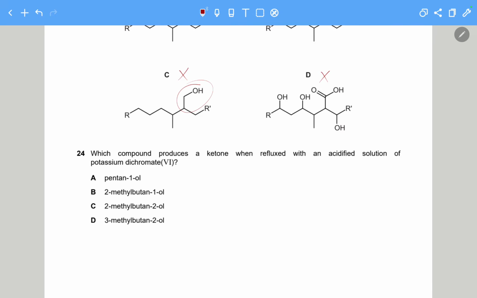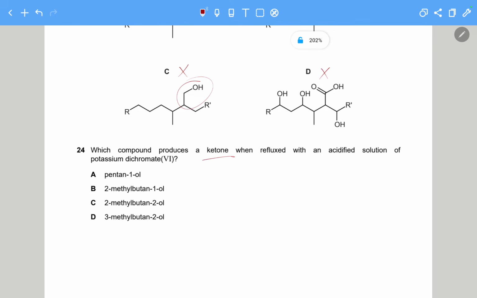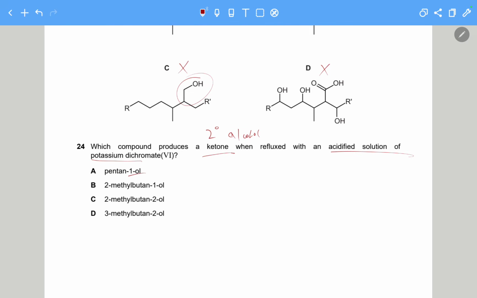Now again, we know ketone oxidation because potassium dichromate has to be a secondary alcohol, a 2-degree alcohol. So which one of these are 2-degree alcohols? Pentan-1-ol, you see the 1-ol, and you know it's not a 3-degree alcohol. You can draw it out and see for yourself. 1-degree alcohols give aldehydes, not ketones, on oxidation. 2-methyl-butan-1-ol, again another primary alcohol. Draw it out, you will see it as primary.